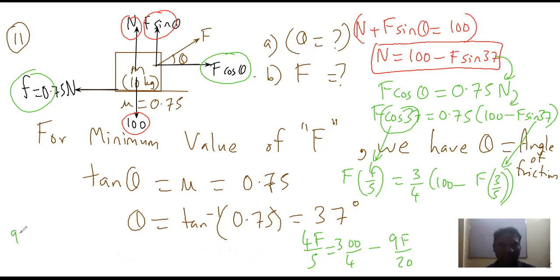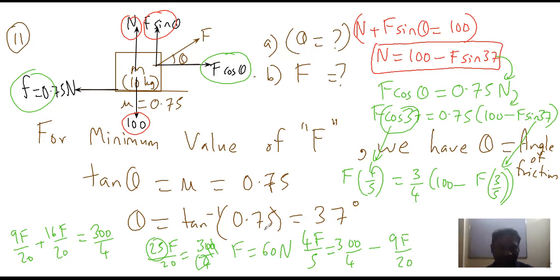So 9f upon 20 plus 4f upon 5, we can write as 16f upon 20 by multiplying by 5. This is equal to 300 upon 4. So 16 plus 9 is 25. 25f upon 20 is 300 upon 4. So this and this becomes 100 and 0 cancels. So F comes out to be 60 Newton. So our answer to this question will be applied force is 60 Newton.